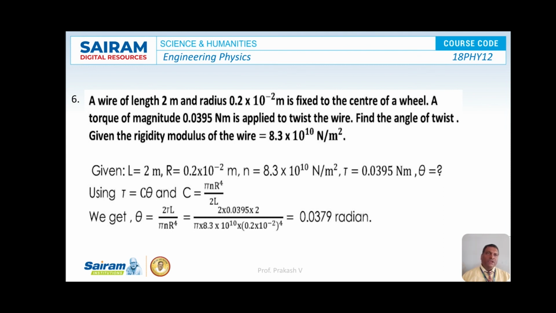So angular twist theta is given by the formula tau is equal to c theta. Further, c is equal to pi n r to the power of 4 by 2l. Therefore theta can be written as 2 tau l by pi n r to the power of 4. So substitute the contents here, 2 into 0.0395 into 2 divided by pi into 8.3 into 10 to the power of 10 into (0.2 into 10 to the power of minus 2) whole to the power of 4. On simplification, the value of theta, that is the twisting angle, is equal to 0.0379 radians. So this is the solution for the given problem. Thank you.